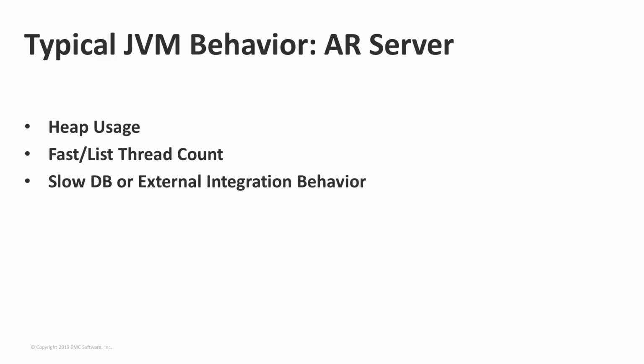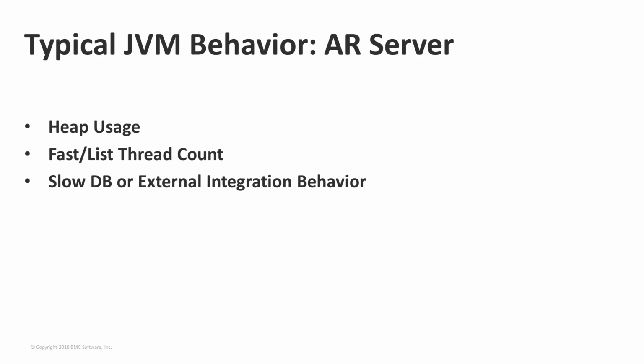We're going to talk about the typical JVM behavior of the AR server next. This is divided into three parts: the heap usage, the fast and list thread count, which we already mentioned at some point earlier in the talk, and I'm going to talk a little bit about slow external entities. The reason for that is that sometimes the AR server is slow, but it's not its fault. It's some external entity that's causing the slowness.